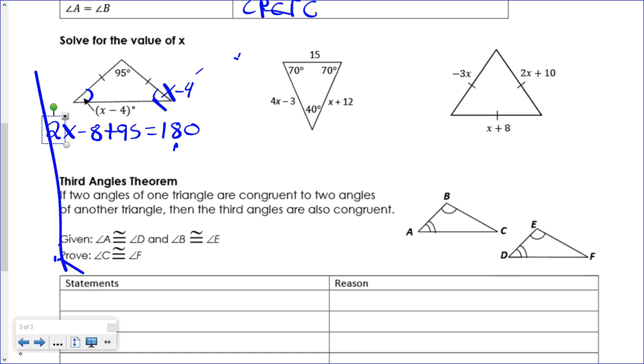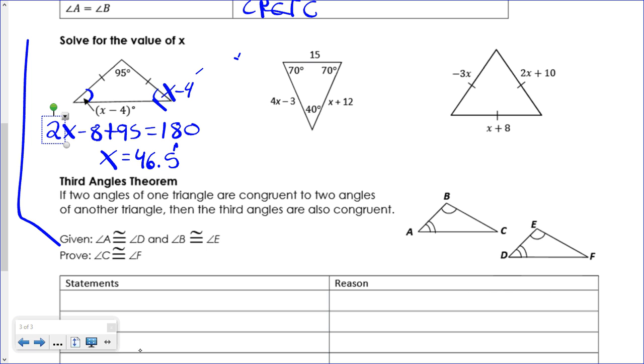All right, so this is the equation you guys would solve. What would you get? 46.5. Why can't it just be a whole number? All right. Is everybody good with that one? Okay, moving on.